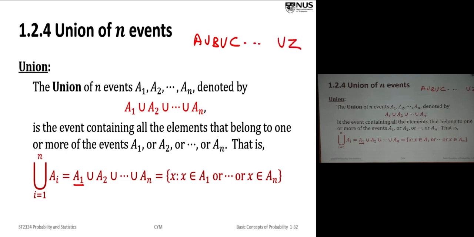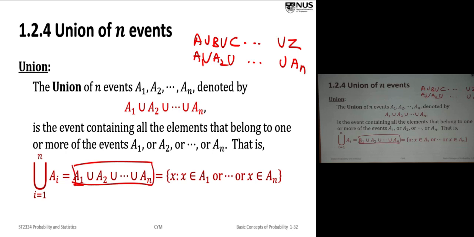But if I have 27 events, then what? So we start with A1. Use numbers to identify them. The second is A2, up to An. n can be any number. So we are talking about the union of n events. By definition, it is a set consisting of all the outcomes where each outcome belongs to A1 or A2 or A3 or An. It can belong to more than one of the events.